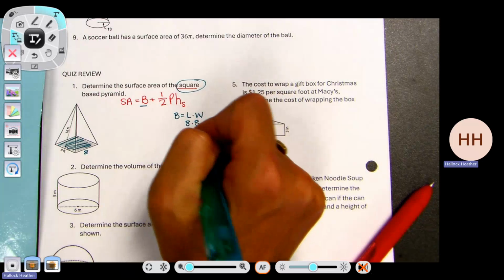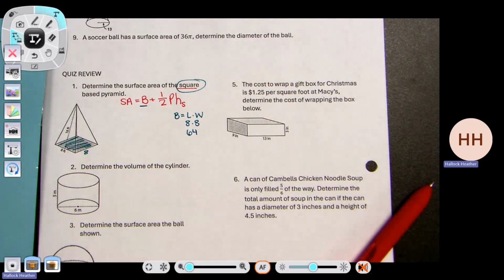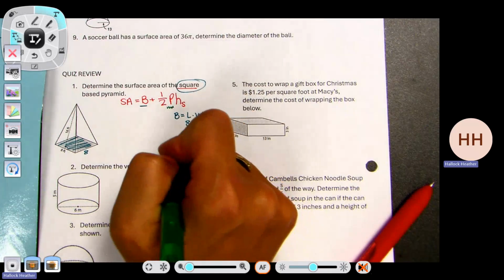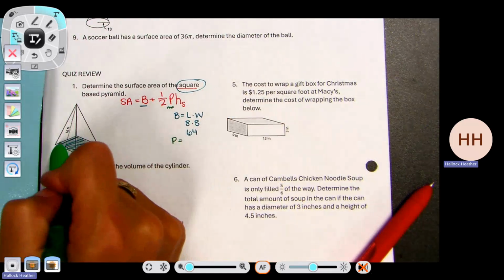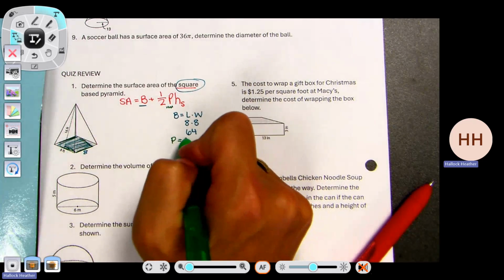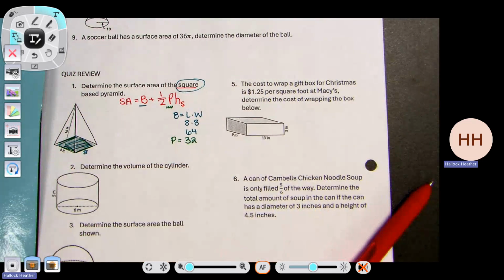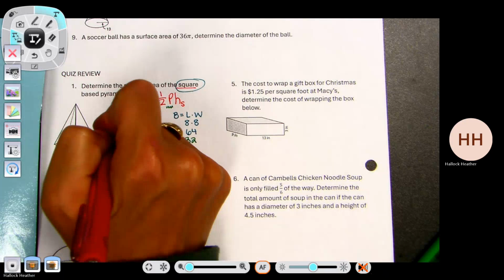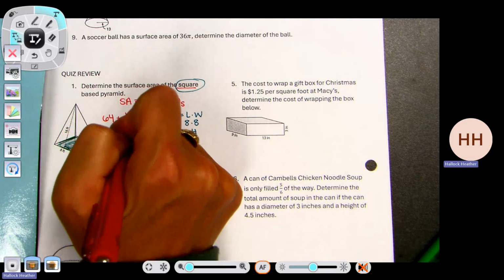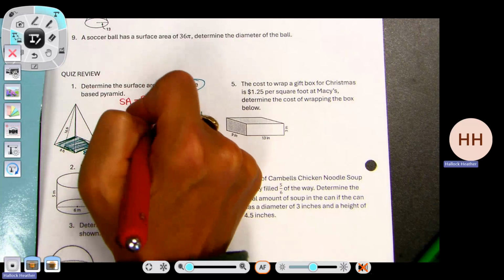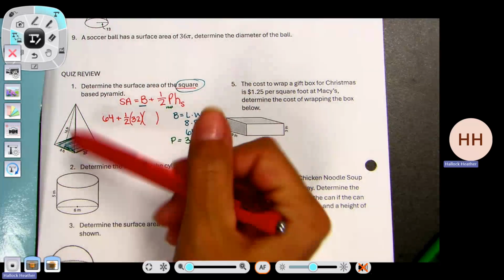You also need to find the other capital letter, which is P. So P is the perimeter of the base. So if I go around the sides, I have 8 plus 8 plus 8 plus 8, which is 32. So I'm going to take P and I'm going to take B and I'm going to plug it in. So I have B is 64 plus 1/2 from the formula. P is 32. And my slant height in my picture is 16.